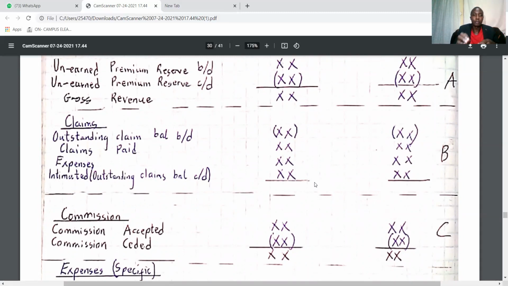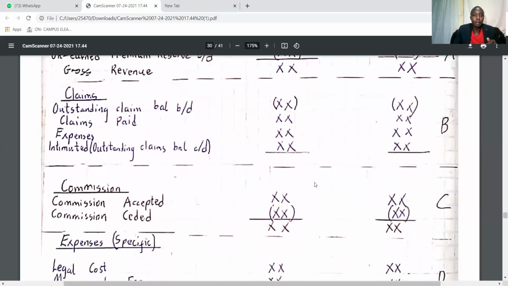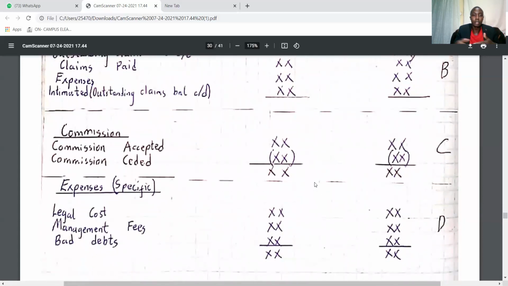So the ones which are specific, not the general, because the general expenses will go to the income statement. Then you will talk about intermittent or outstanding claims, balance carried down. So that is all about the claims, and that's what you record under the claims. Then for the commission, you have to talk about commission accepted and ceded. And you have to know how to determine this, either from the reinsurance premium paid or the reinsurance premium received.